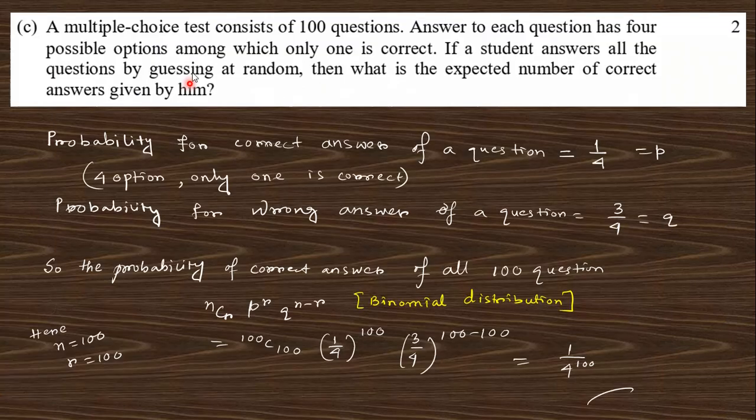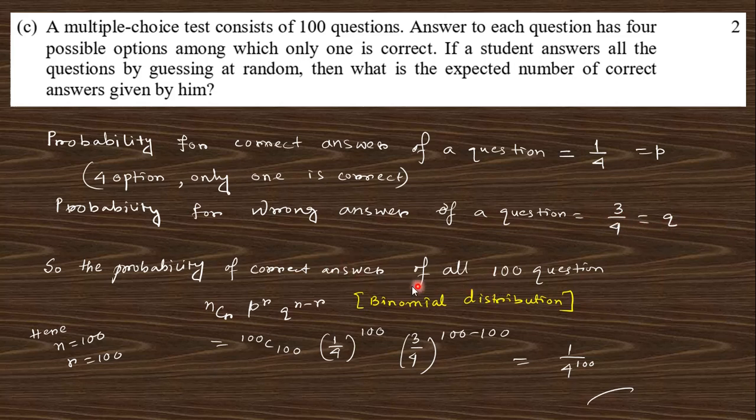A multiple choice test consists of 100 questions. The answer to each question has 4 possible options, among which only one is correct. If a student answers all the questions by guessing at random, what is the expected number of correct answers given by him? The probability of a correct answer to a question is 1 by 4, because there are 4 options and one is correct. The probability of a wrong answer is 3 by 4, because there are 3 wrong options, which is q.